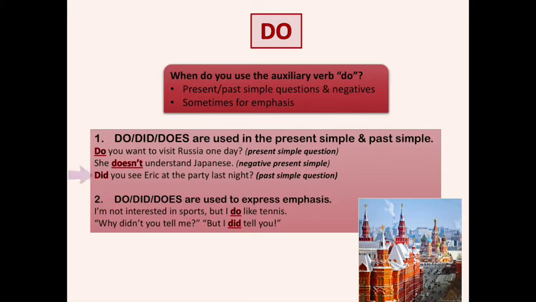For example, look at this question. Did you see Eric at the party last night? This is a past simple question. It has the auxiliary verb did, and then the main verb see is in base form. It is not in past simple form. The past simple form of see is saw, but when you use the auxiliary verb did, the verb is in its base form, not past simple form.